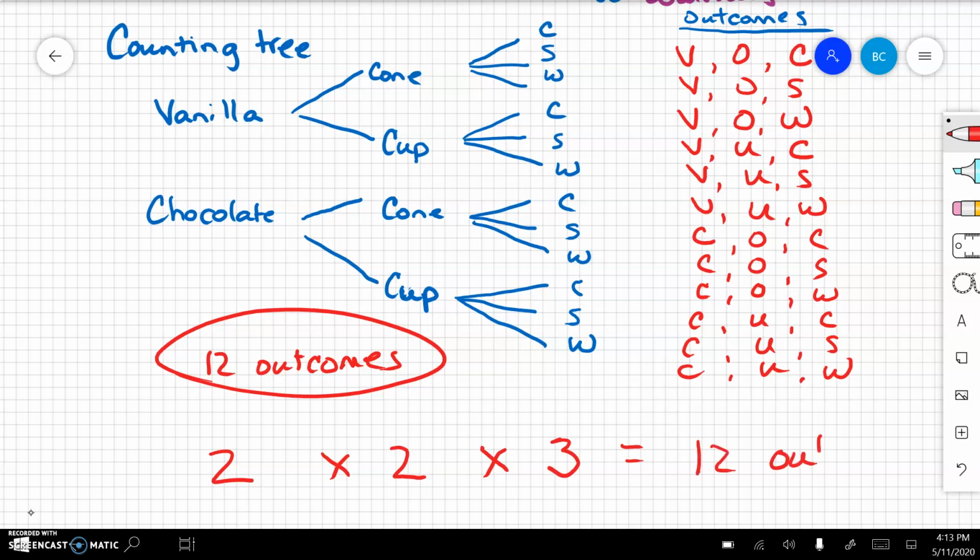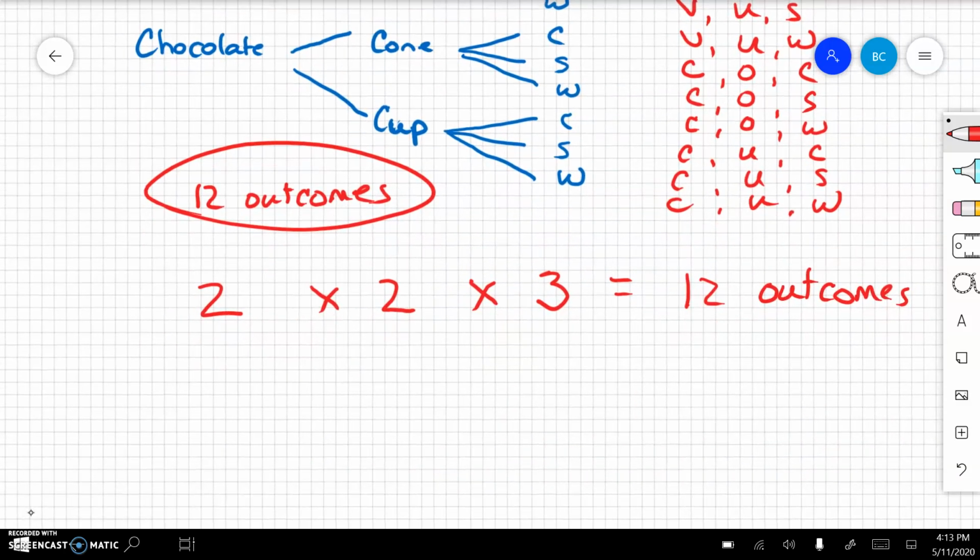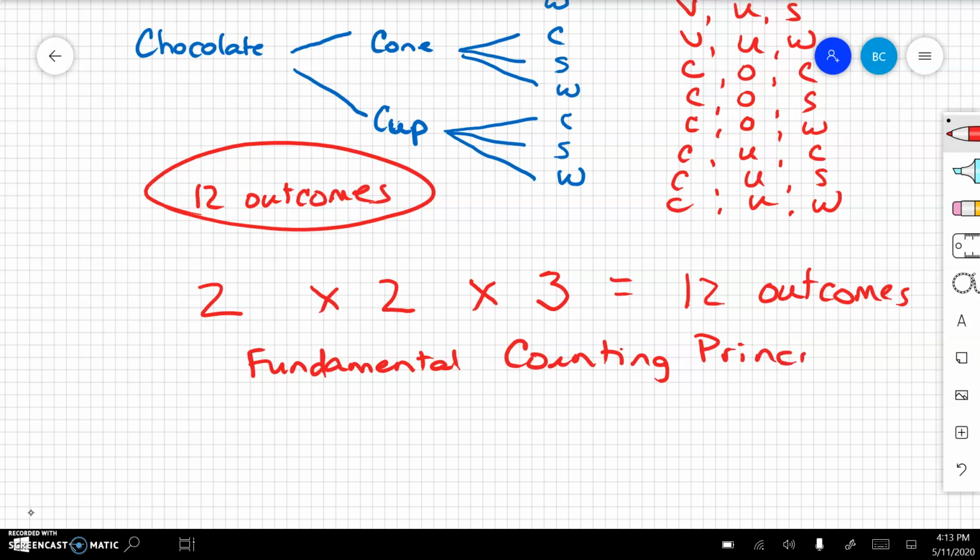12 possible outcomes. And that understanding that you can take the number of possibilities times the number of possibilities times the number of possibilities to get the total number of outcomes, that's called the fundamental counting principle. So many times we don't need to list all of the different possible outcomes. We just want to know how many there are, and that is one way of doing it.